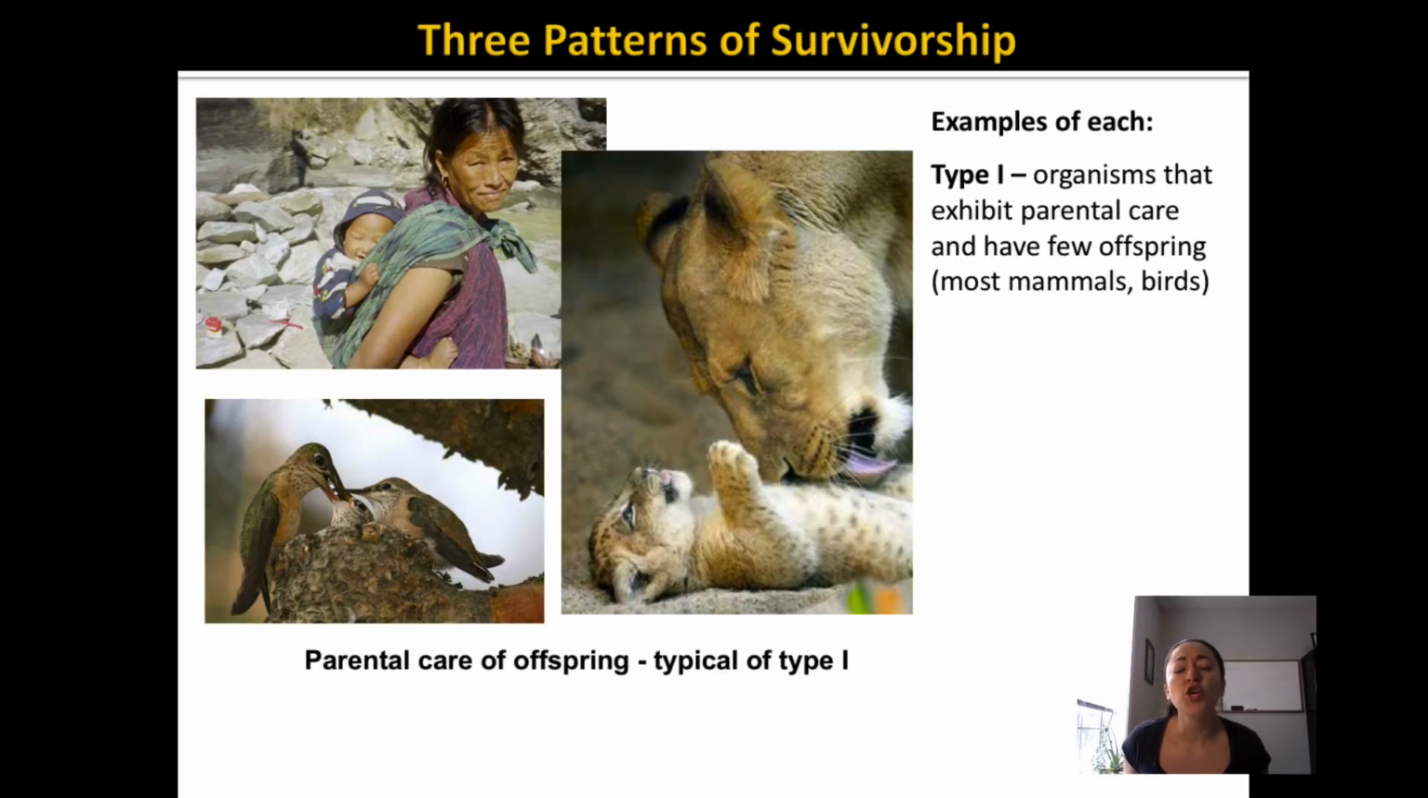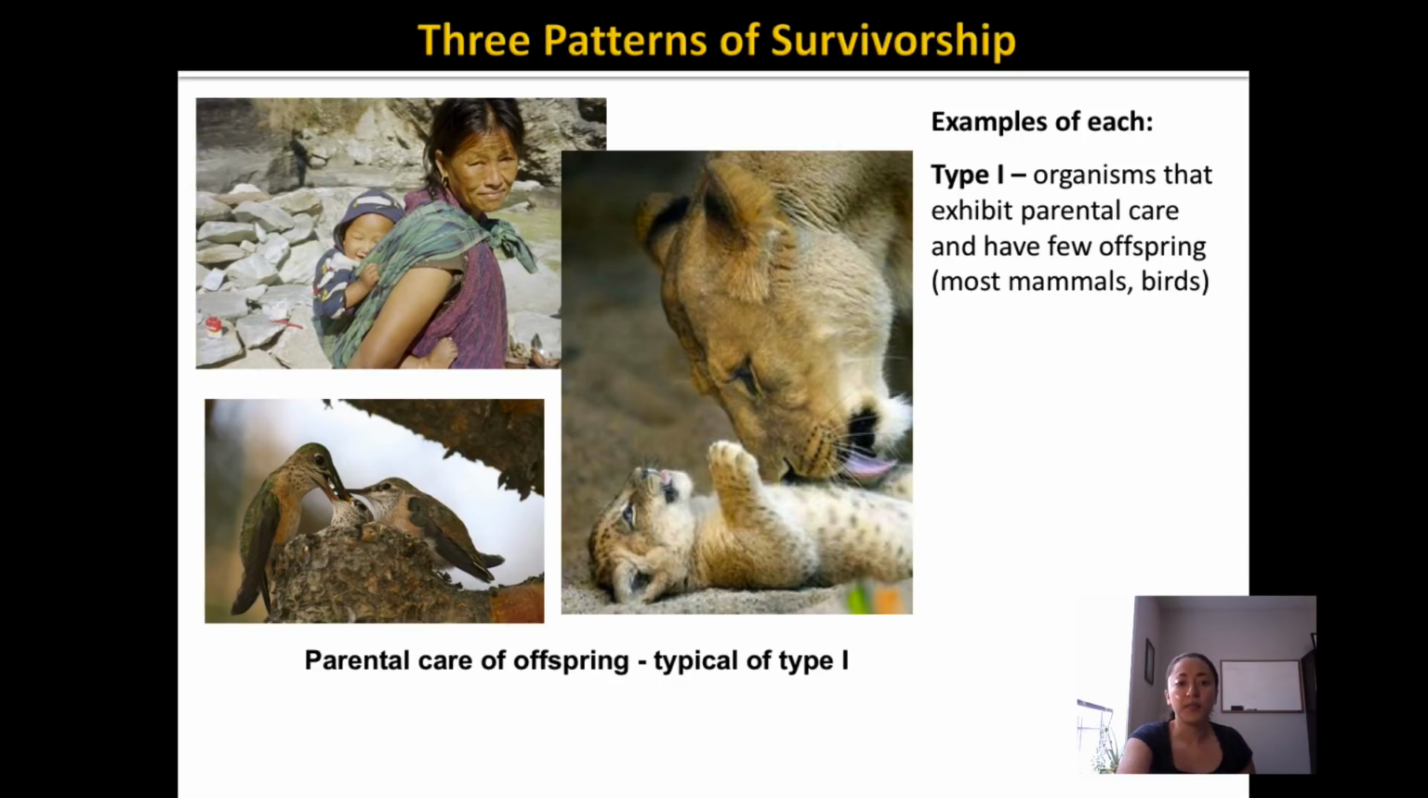So let's next talk about examples of the type of organisms that would have each one of these survivorship curves. So a type 1 survivorship curve, remember, this is when most of the young will survive, and they'll survive to a more mature age. This tends to be exhibited in organisms that have 2 characteristics. They display parental care, so the parents devote a lot of energy to their young. And so this tends to occur in populations where they have very few offspring. So since they have very few offspring, they can devote a lot of energy to making sure that those offspring survive to an older age.